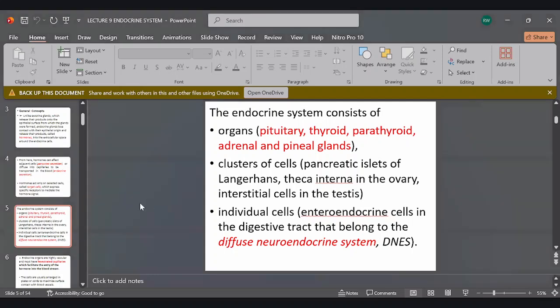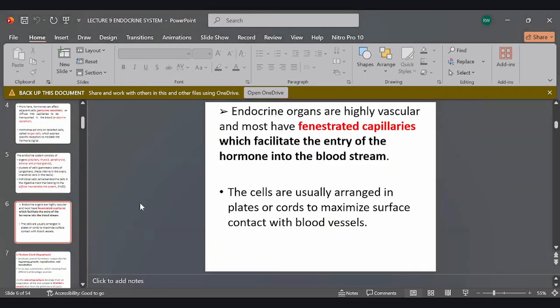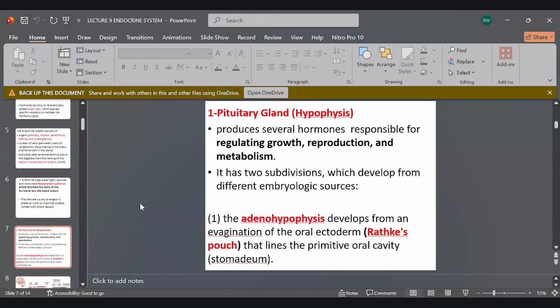Let us proceed. Now, the endocrine organs are highly vascular. We have talked about this: most have fenestrated capillaries, which facilitate the entry of hormones into the bloodstream. The cells are usually arranged in plates or cords to maximize surface contact with the blood vessels. So that's when they're able to produce the hormones, which can be absorbed by the body through the blood vessels.